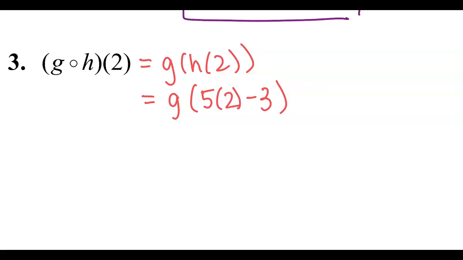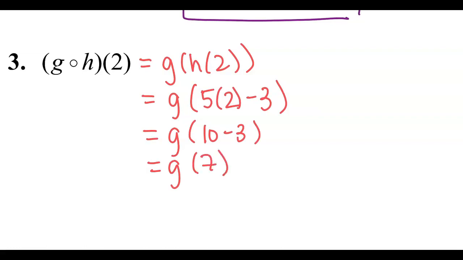Okay, like I said before, just take a quick second and look at it. Is there anything I can do to simplify? Okay, well, this is actually nice because unlike the last question, I wasn't able to actually combine anything in the parentheses. But now that I have it written like this, 5 times 2 minus 3, I can actually simplify that. So we're going to rewrite this as g parentheses 10 minus 3. And 10 minus 3 is going to give me 7. So my last step, I've already simplified the h of 2. Now I need to find g of 7.